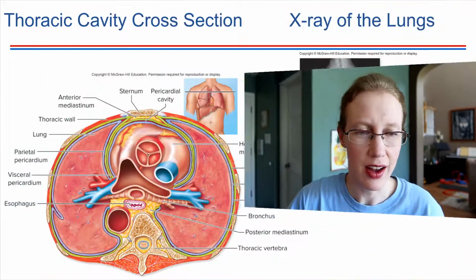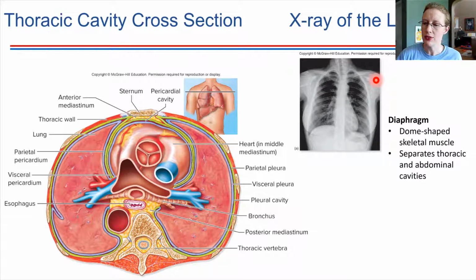Let's look at a cross-section here together. Cross-section of the thoracic cavity. I want you to just take in the space utilization here. So the thoracic cavity, which is above the abdominal cavity, contains the heart.